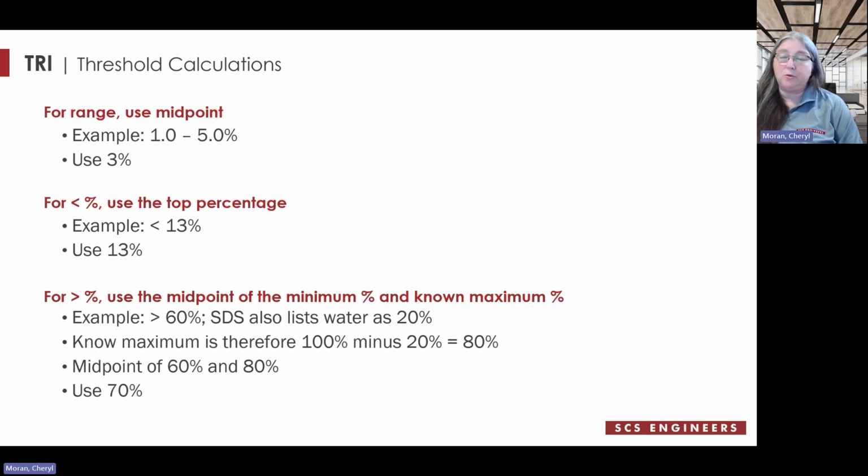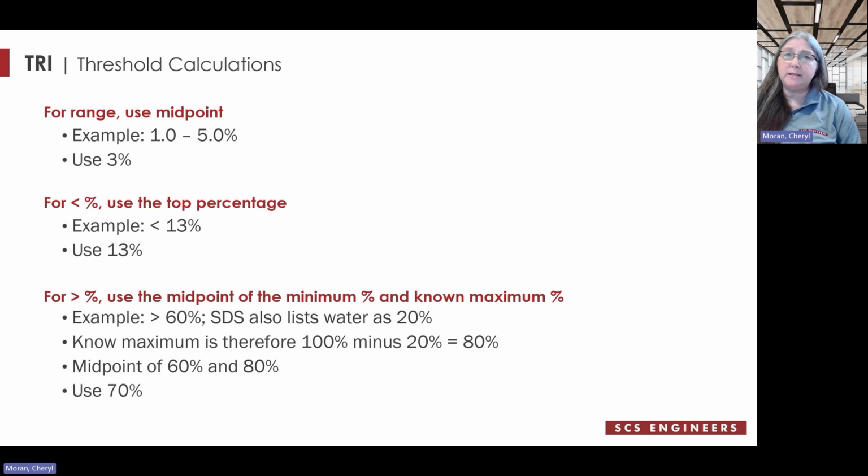Now, for those of you who do certain types of reporting, like air reporting or air emissions calculations, you'll know that if there is a range stated on a safety data sheet, and that's the best information you have on that constituent, you're required to use the highest concentration. EPA does not require that for TRI reporting and TRI threshold calculations. In fact, you're allowed to use a midpoint if you have a concentration that is expressed as a range.